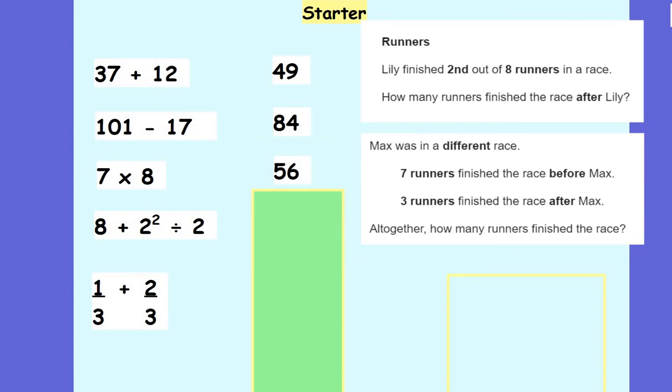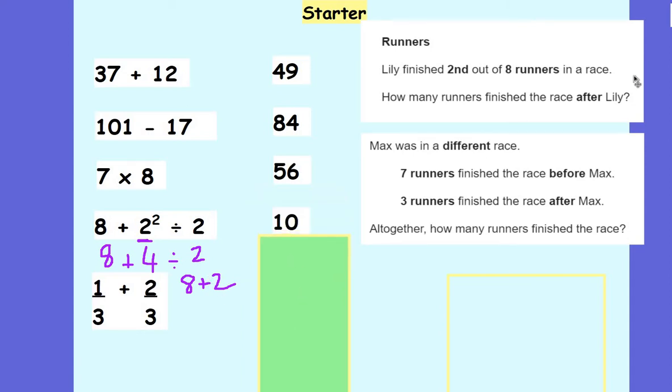For the fourth one, we need to use our BIDMAS. We start by working our indices. 2 squared is 4. So now I've got 8 plus 4 divided by 2. I do my division next. 4 divided by 2 is 2. So I've got 8 plus 2. And 8 plus 2 is going to give me 10.